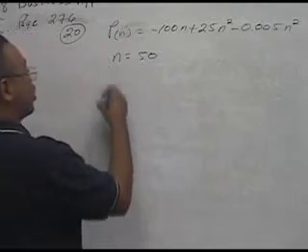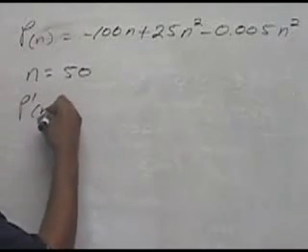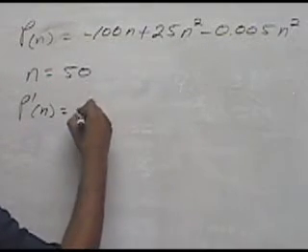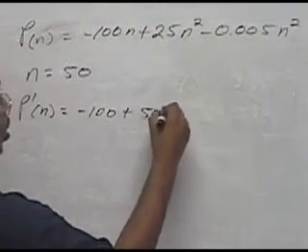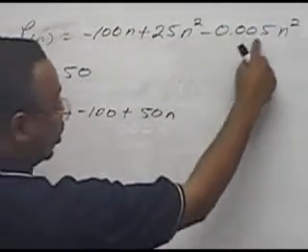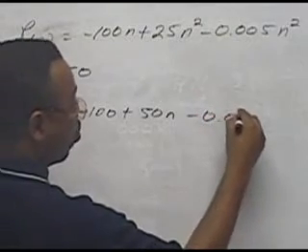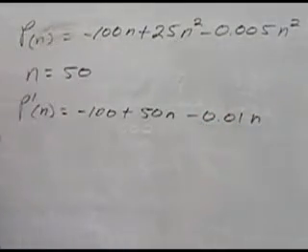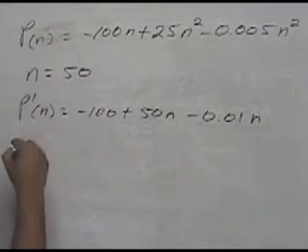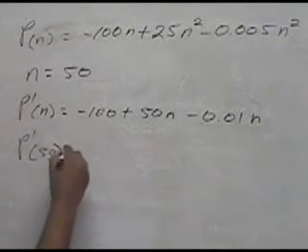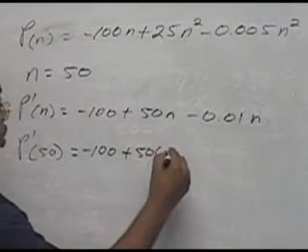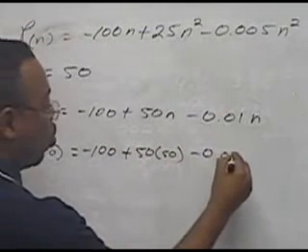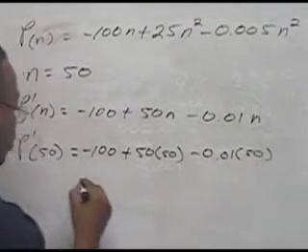All right, we need to find the derivative of P of n. So the derivative of this will be negative 100, 2 times 25 is 50 into the first power, and 2 times this will be negative 0.01 into the first power. Okay. Now, let's plug in 50. This will give us negative 100 plus 50 times 50 minus 0.01 times 50.